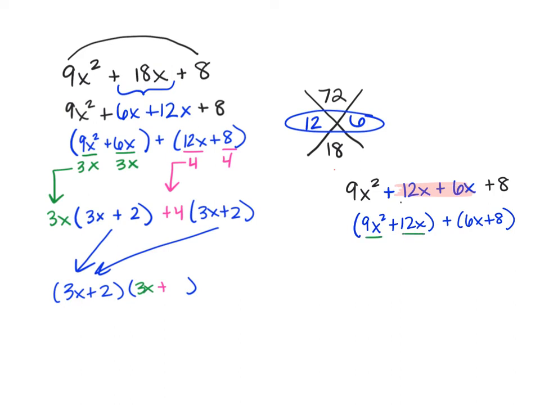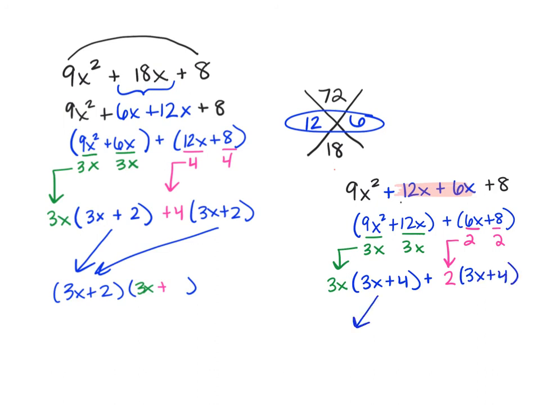So this is where the difference is going to be. Now I'm looking for a common factor between 9x squared and 12x. They both have an x, and then 3 is the other number that can go into both of those. So we're going to pull out the 3x, and you are going to be left with 3x plus 4. And in the second binomial, we're going to pull out a 2. So that's going to be 2 times 3x plus 4. Now your common factor ended up being 3x plus 4 instead of the 3x plus 2.